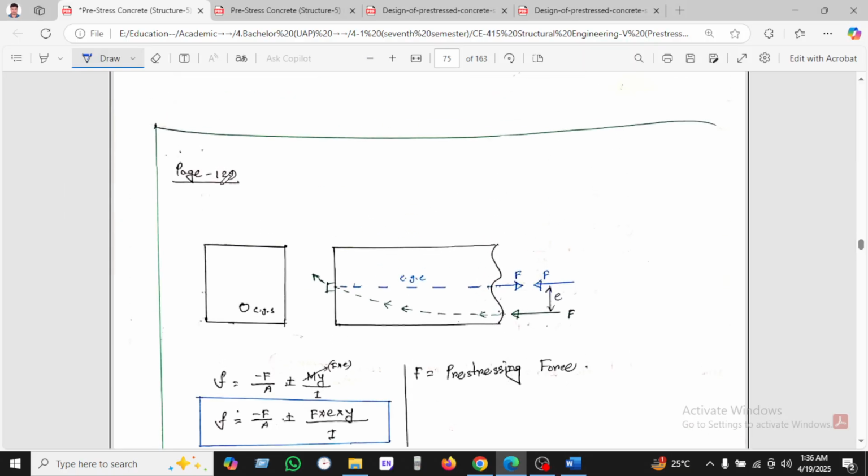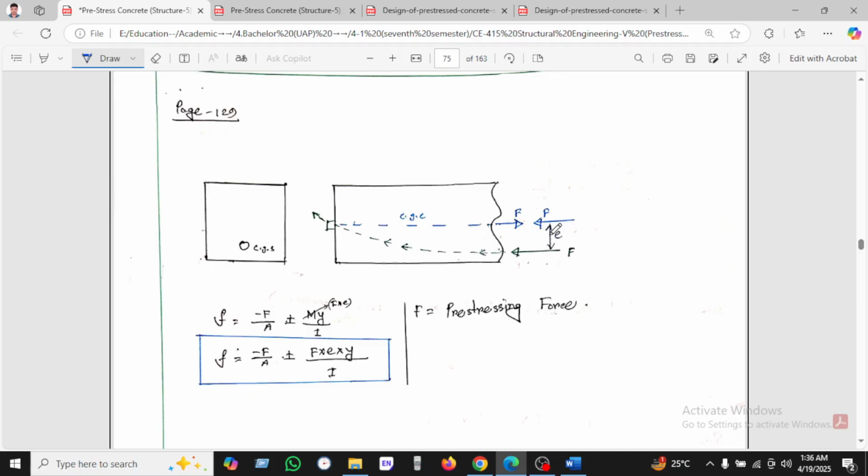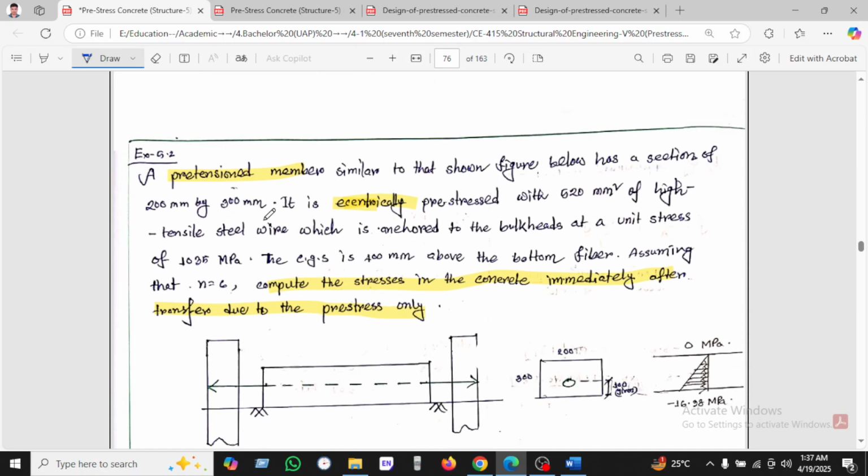So let's see. You can see here the eccentric load which is taken. This is the force, and this is the CGS, which is the CG of concrete, as found here. So we can see stress is F divided by A plus or minus My by I. We know M equals force into perpendicular distance, that means e. So this formula we will use.